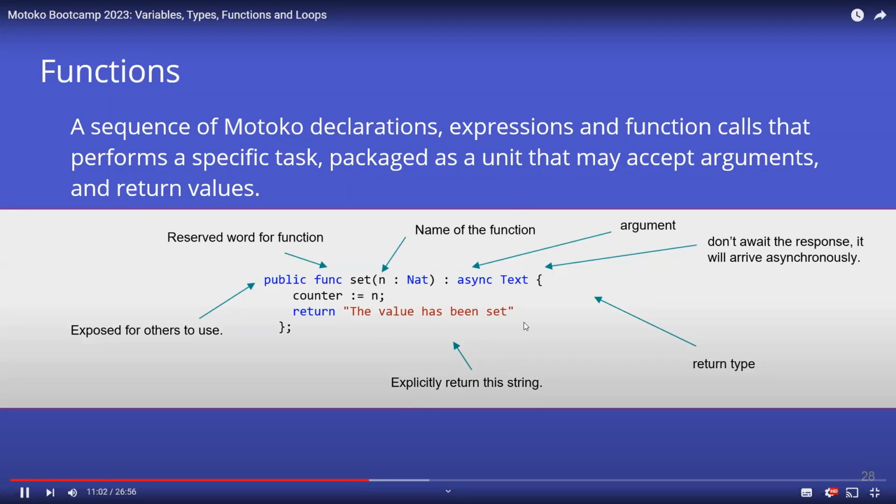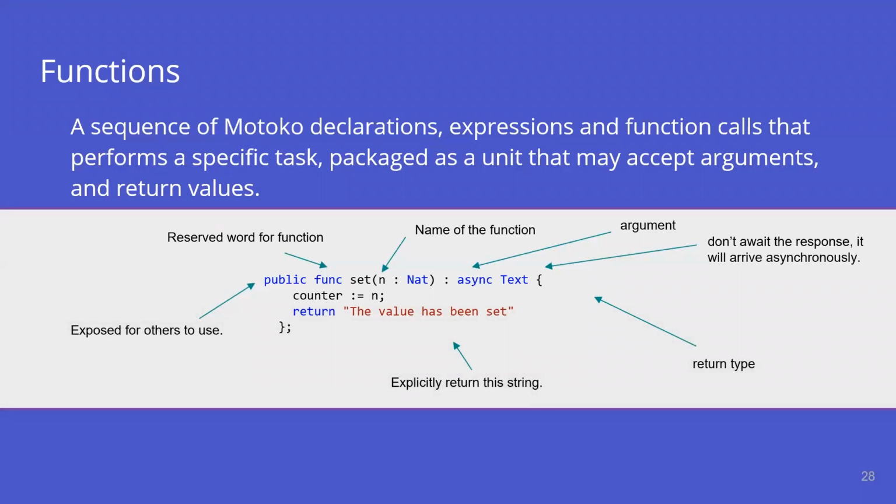The bulk of the logic is between the curly braces. Here we see that it's going to set the value of counter. Counter would be defined elsewhere above in the canister logic. And then it returns the value after the function has completed, and it's returned of type text.